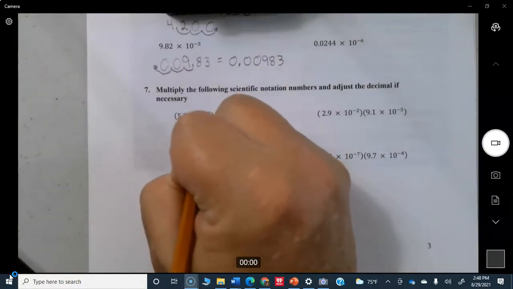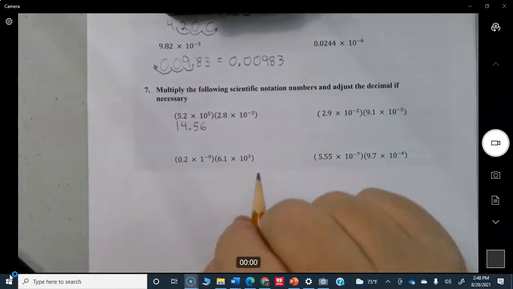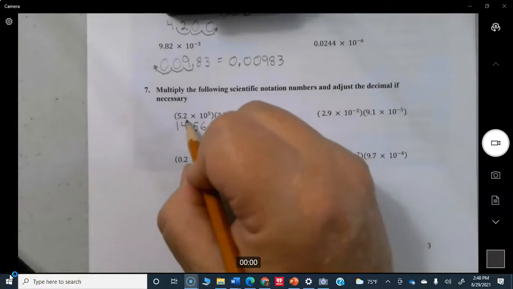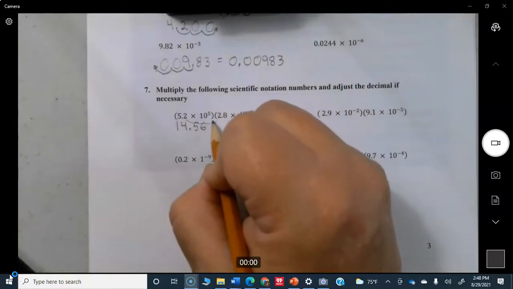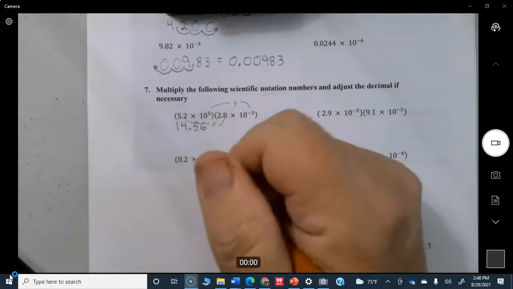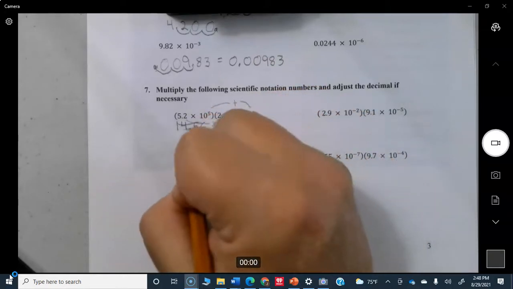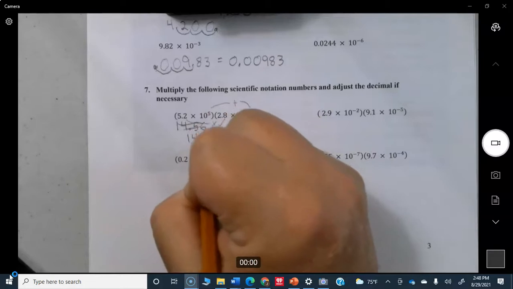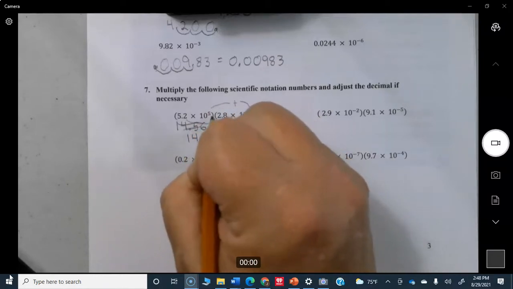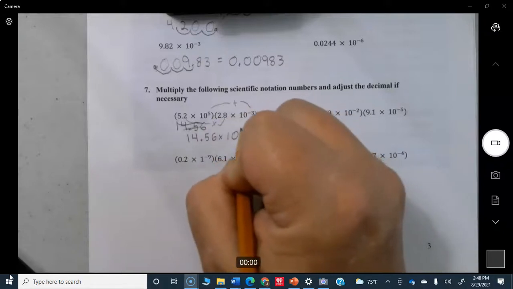I'm not going to do the significant figures now. That's a separate lesson. Let's do that separately. Okay, so you multiply this times this, and then you add this plus this. So that's going to be, let me just write that a little bit lower down here, 14.56 times 10, and 5 minus 3 is 2.